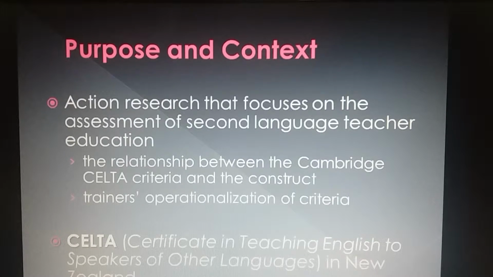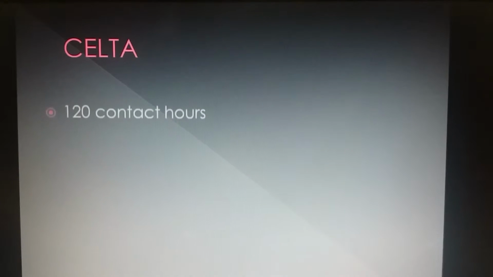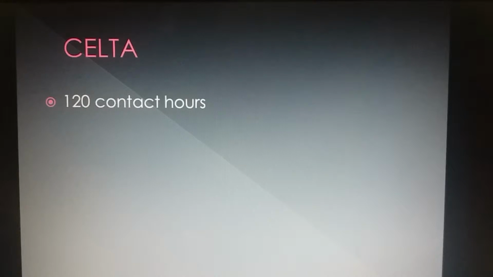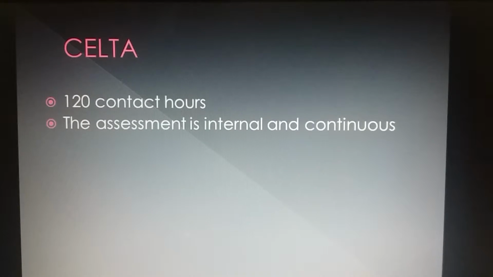And CELTA in the article is referred to as certificate in English language teaching to adults, but it doesn't refer to that. CELTA is certificate in teaching English to speakers of other languages, and the context is in New Zealand. And I need to give information about the CELTA. In the article it says 106 contact hours, but it is not. From now it's 112 contact hours. And the assessment is internal and continuous. What do we mean by internal? There is no external assessor or moderator. The trainees are assessed by the center's tutors, and it's continuous.